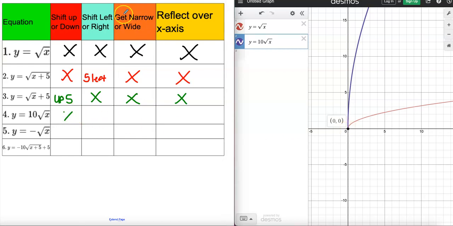Let's use a different color. It didn't shift up. It didn't cause it to shift left or right. But did it reflect over the x-axis? No, because if it had reflected, it would be somewhere down here, almost like a mirror image. So it didn't cause a reflection, but it did cause it to get a little bit narrower or wider.